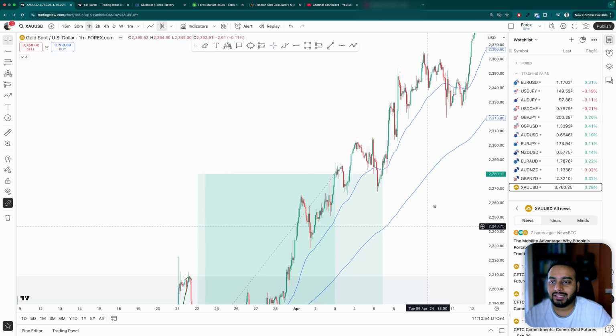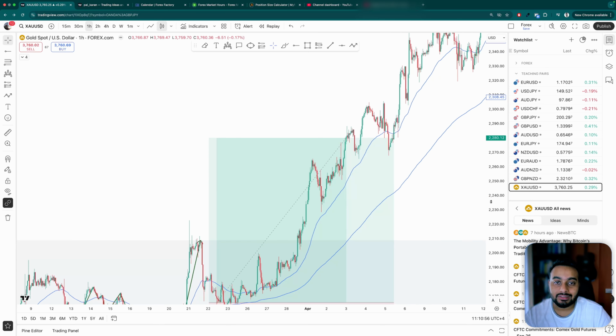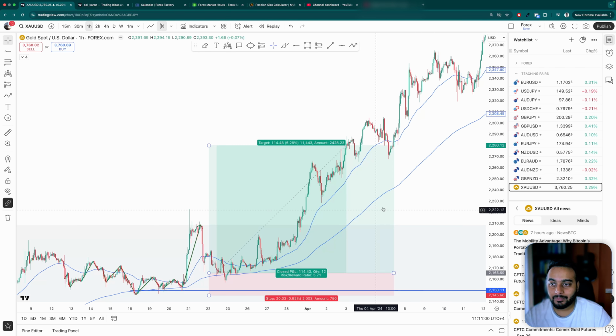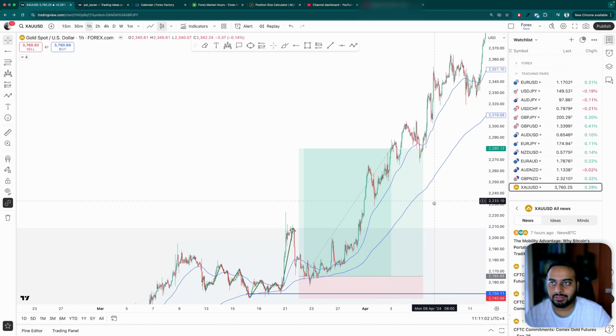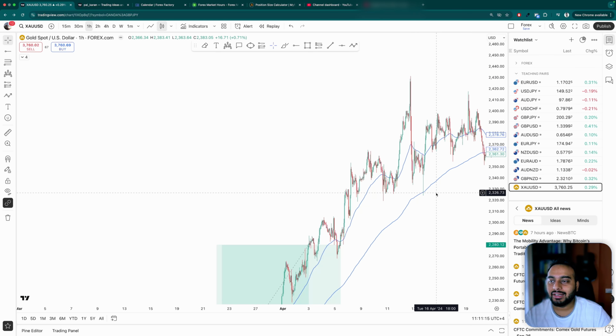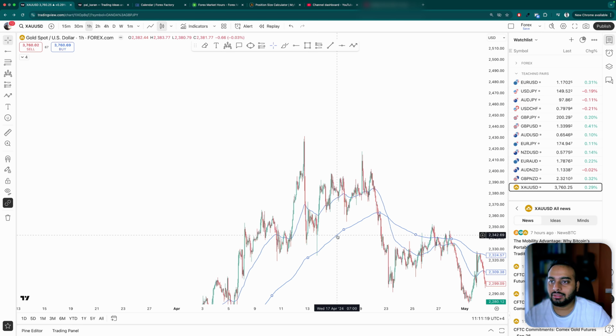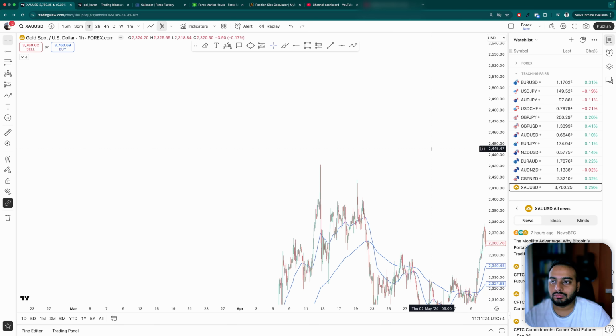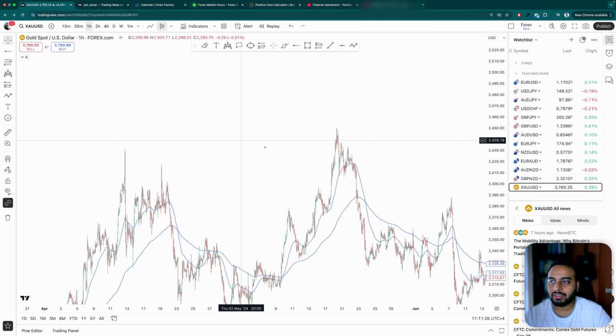Also, you need to understand there are psychological levels. This is an addition to what I'm saying. With EMAs, you need to make sure, for example, let's say I wouldn't take an entry right here, and I have a target of around 500 or something like that.